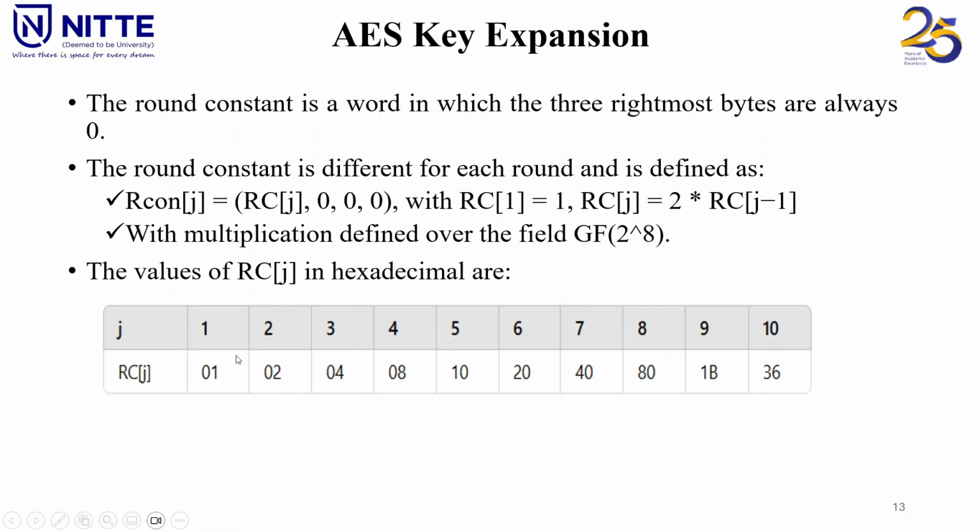So if I want to calculate the round 3 constant value, RC of 3 equals 2 times RC of 3 minus 1. So RC of 2 is 2, and 2 times 2 will become 4 for the j value 3. So the round constant of 3 will become 4. Similarly, round constant for 4 is 8, for 5 it is 10, 6 is 20, 7 is 40, 8 is 80, 9 is 1b and 10 will be 36. So these values are in hexadecimal.